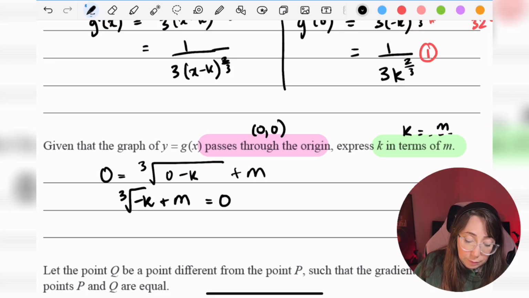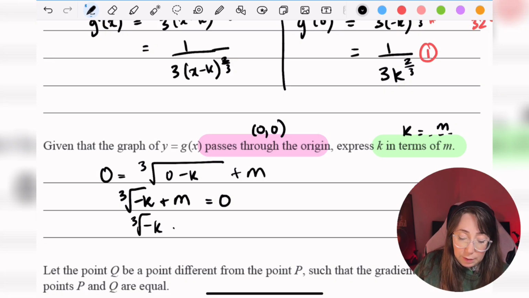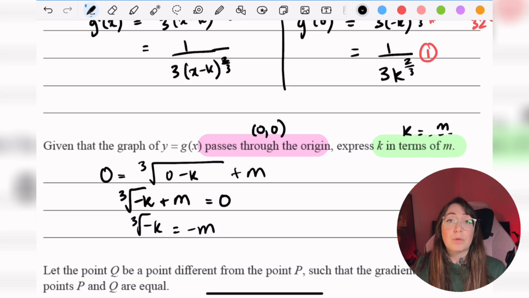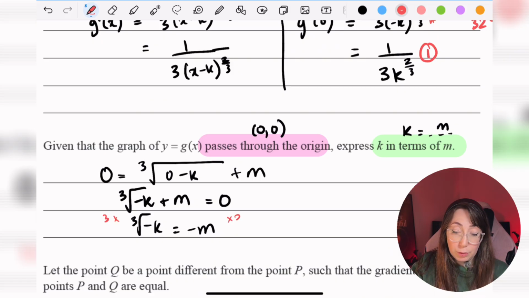So that'll be the cube root of negative k is equal to negative m. And then the way to take that cubed root over is to multiply by the opposite or the reciprocal root. So that there is 1/3. So I will multiply both sides. Well, really, I will raise it to the third power on both sides. That's the proper mathematical language.